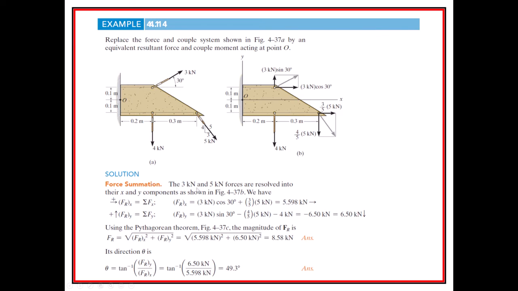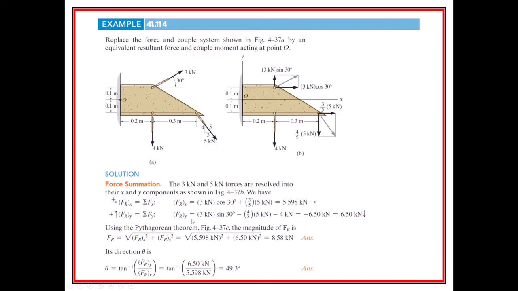So we got 3 kilonewtons and this 5 kilonewtons and this 4 kilonewtons. We resolve them into their x and y components, and then we sum up all of the x and y components, right? So we sum up the x component here, the x component there. There's no x component in this 4 kilonewton force here. And we find that we're going to have a resultant force of this plus this. So this is what is going to happen onto the piece.